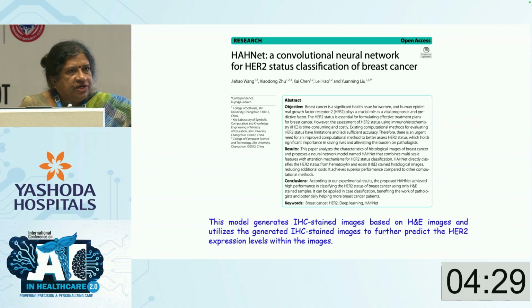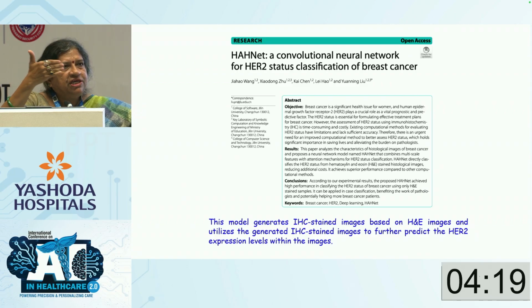And this is one interesting paper where they have avoided the intermediary step of immunohistochemistry, converted H&E into a virtual stained IHC image of HER2, and then gone ahead with applying the algorithm and deciding whether it is HER2 low or not.